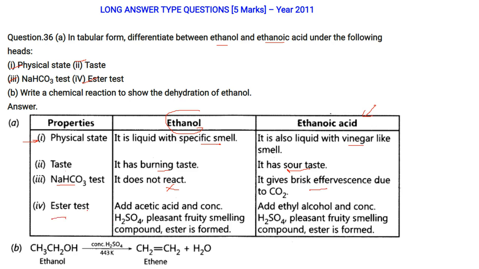Ester test: ethanol, add acetic acid and concentrated H2SO4, and you'll get a pleasant fruity-smelling compound, which is an ester. Ethanoic acid with ester test: add ethyl alcohol and concentrated H2SO4, again you'll get an ester, a pleasant fruity-smelling compound. Write a chemical reaction to show the dehydration of ethanol. So ethanol is CH3CH2OH. Under concentrated H2SO4 at 443 Kelvin, you'll get ethene.